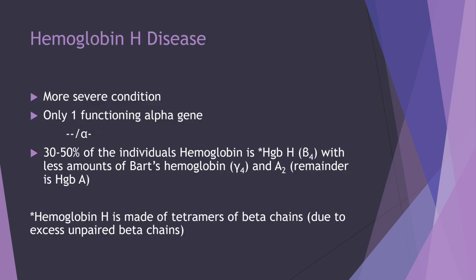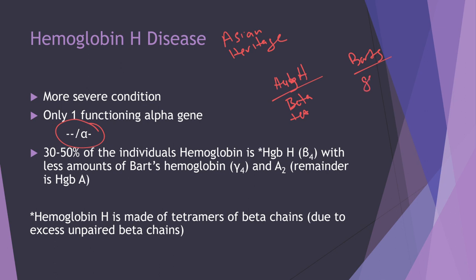Then we have hemoglobin H disease, which is more commonly seen in Asian heritage. It is a pretty severe condition. There is only 1 functioning alpha gene, so 3 deletions, 1 functional. So now we're going to have both sets of tetramers. We're going to have our hemoglobin H, which is our beta tetramers. And we're going to have Bart's hemoglobin, which is our gamma tetramers.